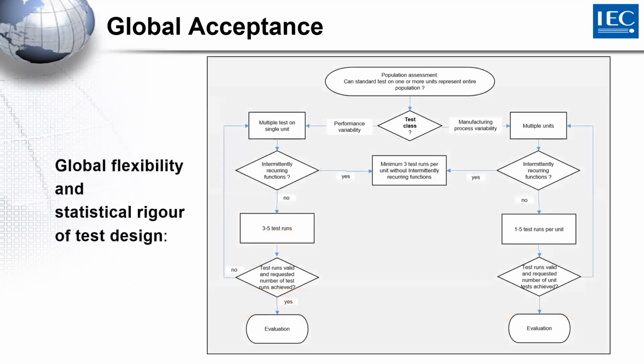Global flexibility and statistical rigor of the test design. This comes out of the standard itself. And as you can see, this is how you choose which test class you would like to look at. Manufacturing process variability on the right-hand side, and performance variability on the left-hand side. Next, please.